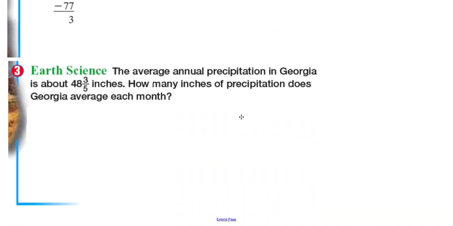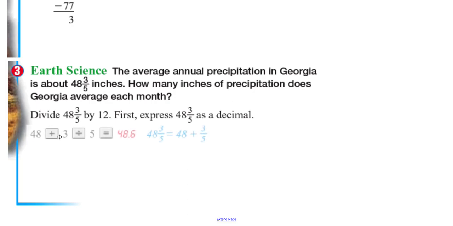Okay, so the average annual precipitation in Georgia is about 48 3/5 inches. How many inches of precipitation does Georgia average each month? Okay, so we want to divide the 48 3/5 by 12, because there are 12 months in a year. So express 48 3/5 as a decimal.